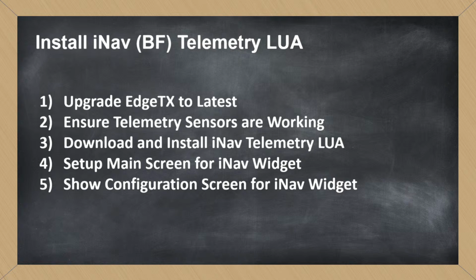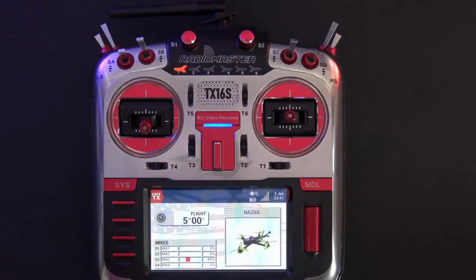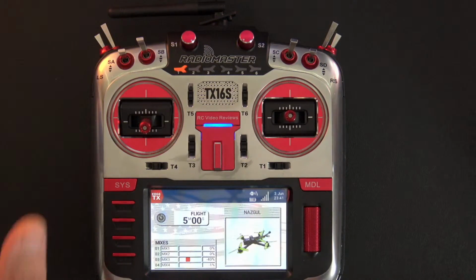Then we'll download and install the iNav Telemetry LUA. We'll set up a main screen for an iNav widget, so I'll show you how to add the widget. Then we'll close out with me showing you how to go into the widget itself and configure it, going through some of the options. I won't go through every single thing, but enough so you can get an idea of what's involved. That's the plan. We'll come back to the blackboard to stay on track, but we're going to start by updating EdgeTX to the latest.